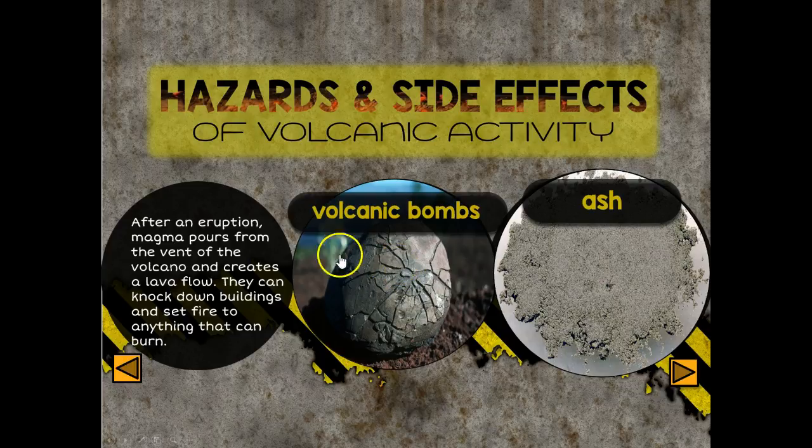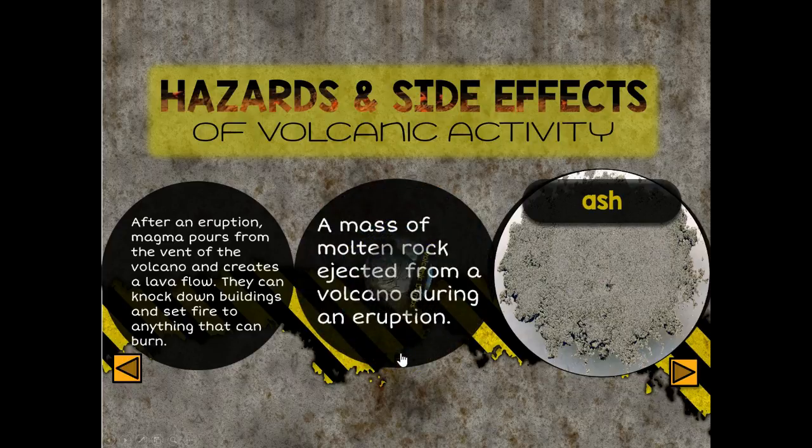The next one's kind of cool. These are called volcanic bombs, and you can see a picture of a volcanic bomb here. And this is just a mass of molten rock that gets ejected or catapulted from a volcano during an eruption. If they hit a house, they'll just burn right into the house itself. They're kind of like cannonballs shot out of a volcano.